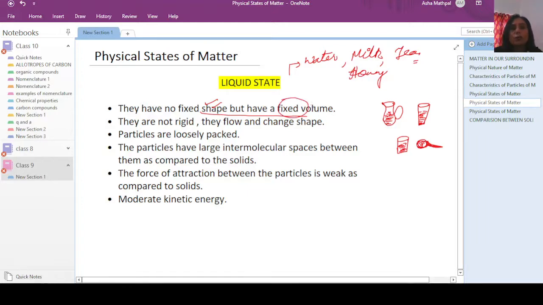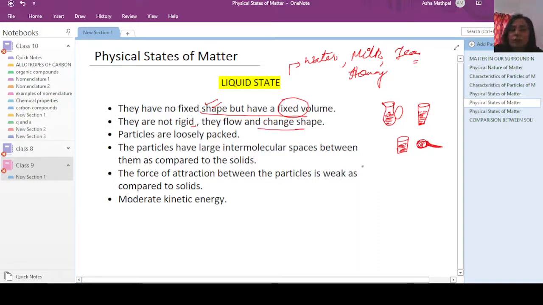Of course, when you are buying any kind of the juice, milk, or any kind of the cold drink, you always see that the volume is mentioned on the bottle, like for example 100 ml or 200 ml or 900 ml. So of course they are having some fixed volume, that is they take up the volume. Now they are not rigid, they flow and change shape.